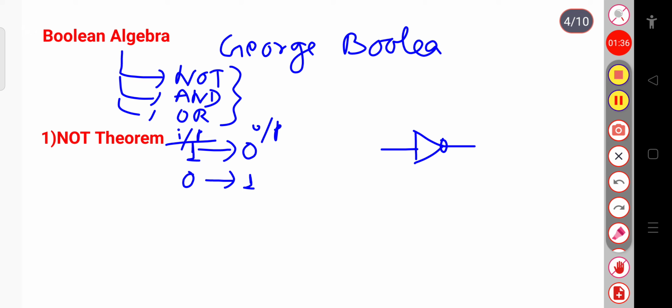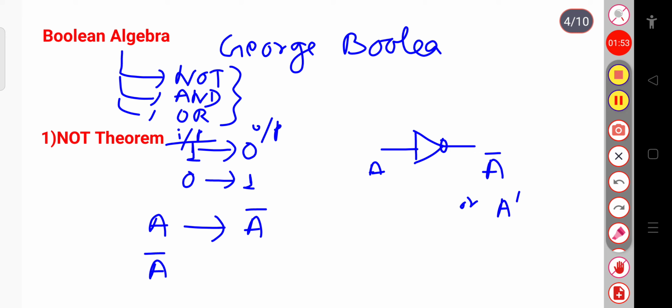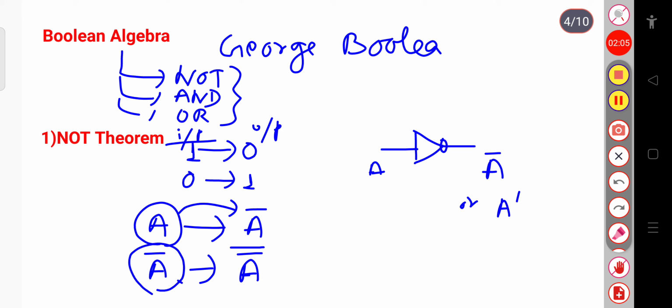It means that if you give a signal A, then you will get A bar. This is A bar, or it is simply called A prime. And you should remember that if you give A bar, then you will get A. That means you are getting A bar of A bar. If you give A, you get A bar; then if you give A bar, you get A bar of bar, which is nothing but A. That's why we write A bar of bar, or A prime of prime, equal to A. This is the NOT theorem.